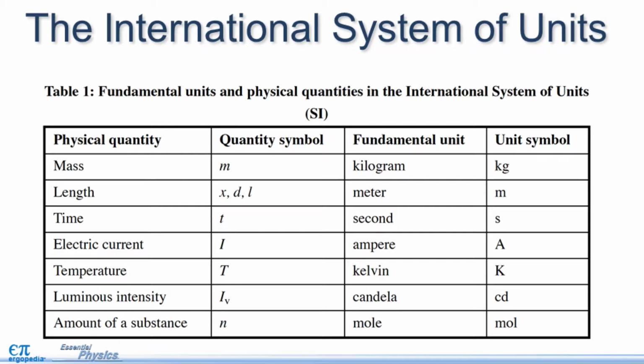Luminous intensity has a quantity symbol of capital I sub V. The fundamental unit is candela, and the unit symbol is cd. The amount of a substance has a quantity symbol of n. The fundamental unit is a mole, and the unit symbol is mol.